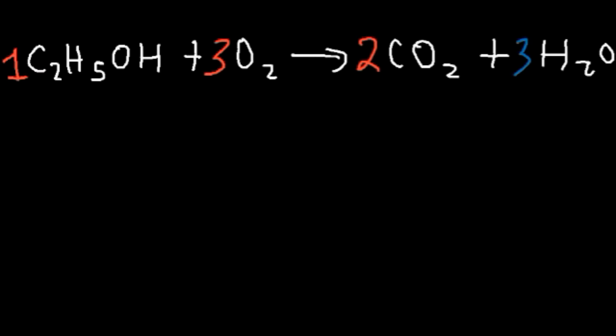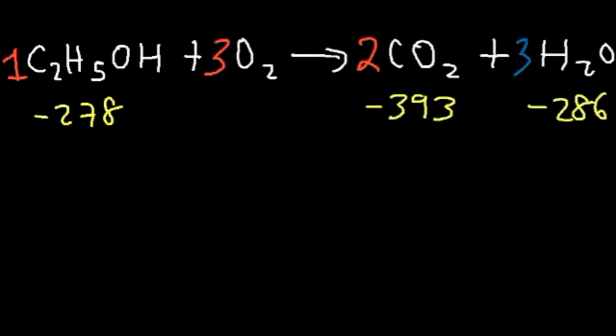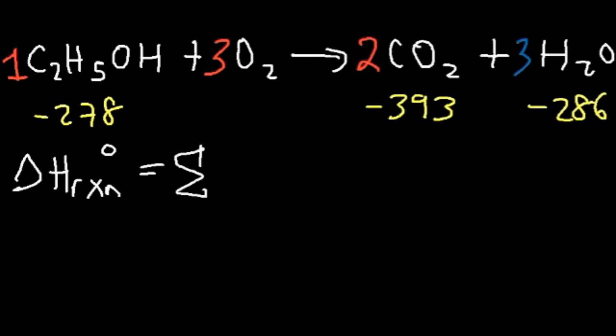Now let's say the enthalpy of formation is 278 kilojoules per mole, and for CO2 minus 393, and for water is negative, and for C2H6. So we have the enthalpy of formation for each substance. We use this information to calculate the enthalpy change of the entire reaction.